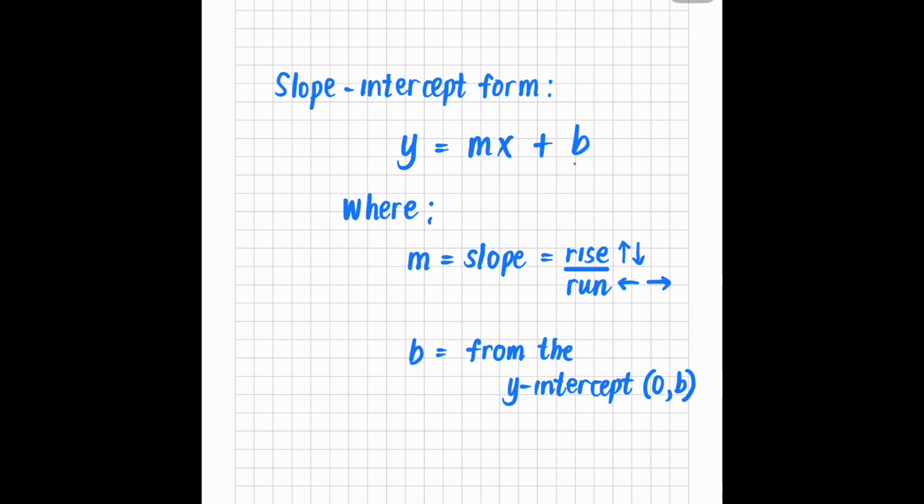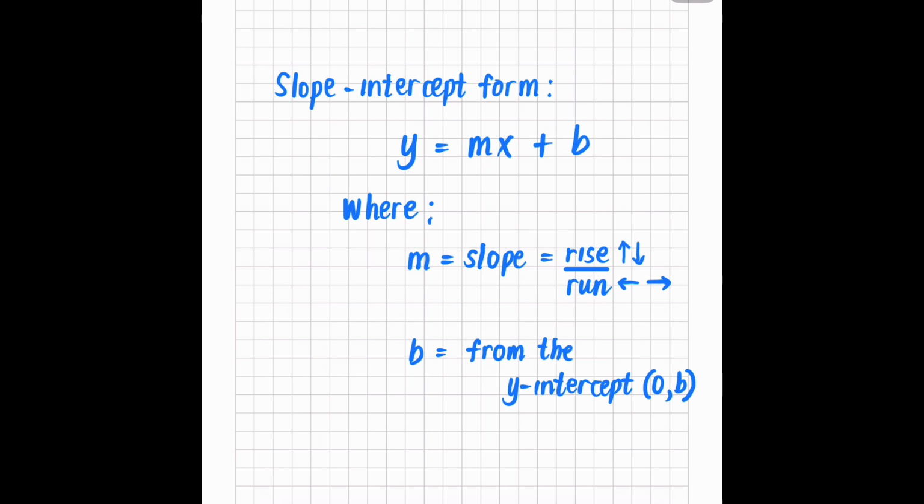And b stands for the y-coordinate of the y-intercept. We learned also that the y-intercept is a point on the y-axis in the form of (0, b). So whatever the value is here on the y-coordinate, that will be the value of b.